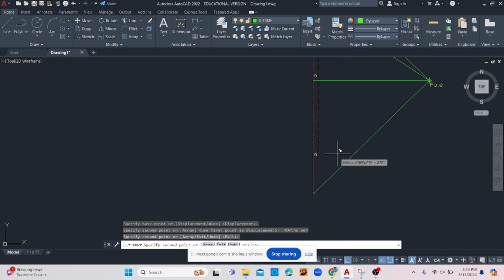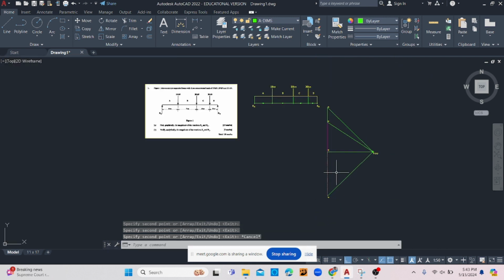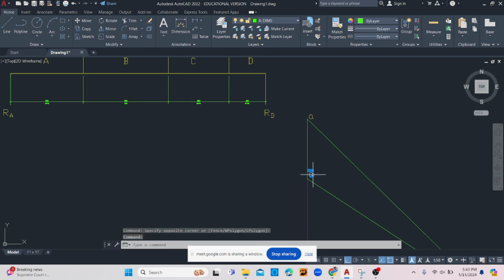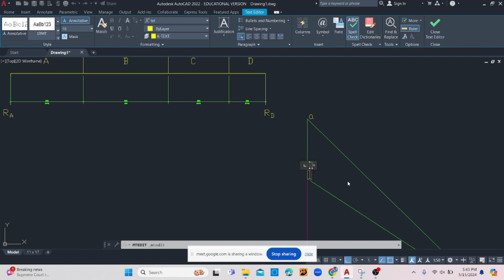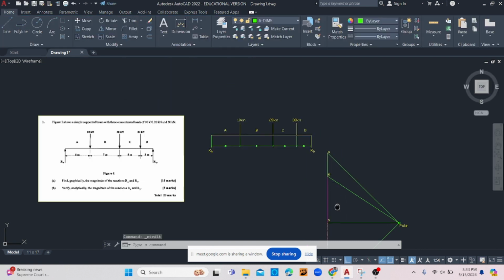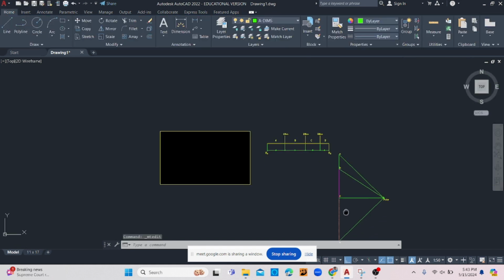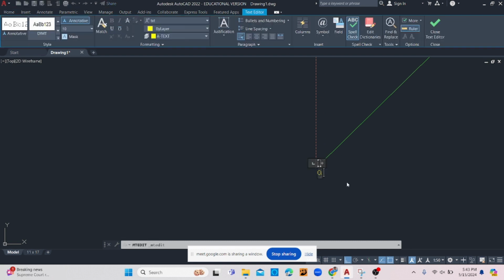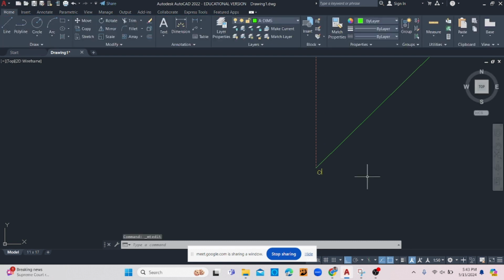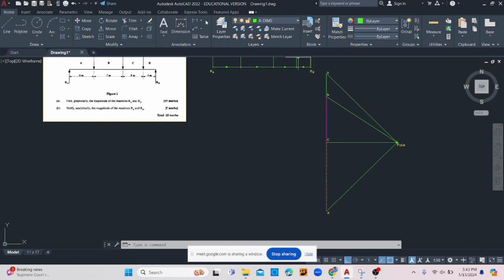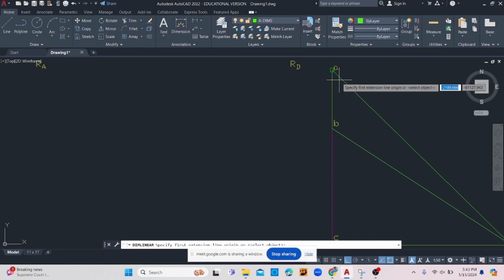Point there, and a point down here. Alright, so we're going A, we're going B, we're going C, and we're going D, which is the last one. Alright, so now once all those points are labeled, you can also dimension these as well, just for additional clarity and just for you to understand the scaling and all that stuff.